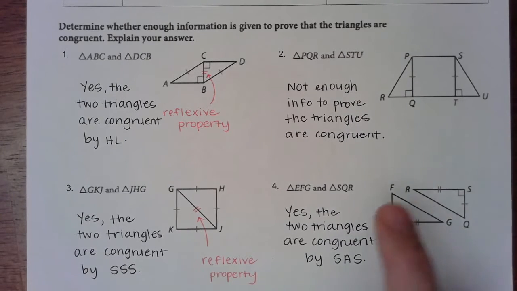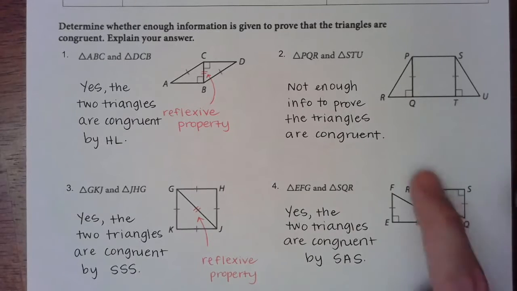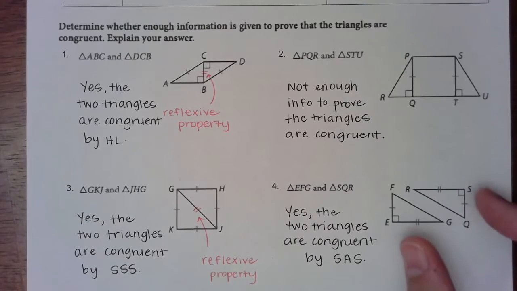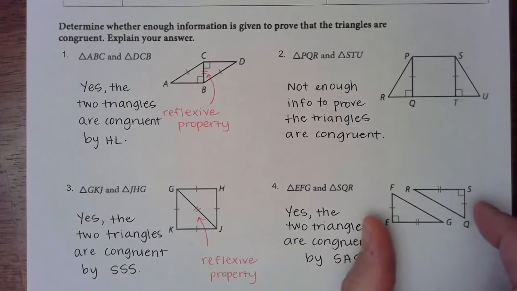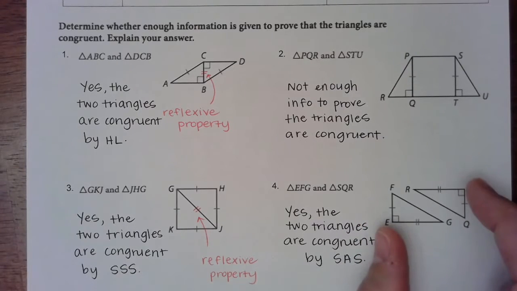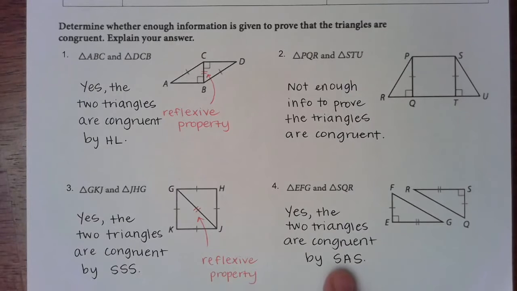And on the last one, triangle EFG and triangle SQR. For this one, see how they're marked as right triangles, but HL is not the reason we prove that these ones are congruent. We don't know that the hypotenuse, the longest side of this triangle, is congruent to the hypotenuse or the longest side of this triangle. What we do know is that these two sides are the same, and then both of these angles are right angles, so we know they're both 90, so those are the same. And then both of these two sides are the same. So the reason that these two triangles are congruent is side angle side. You might want to make a note on your paper right here that says just because they're right triangles does not mean that it's always going to be HL.